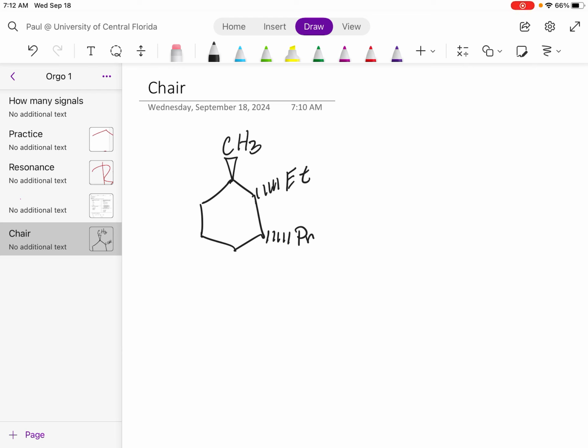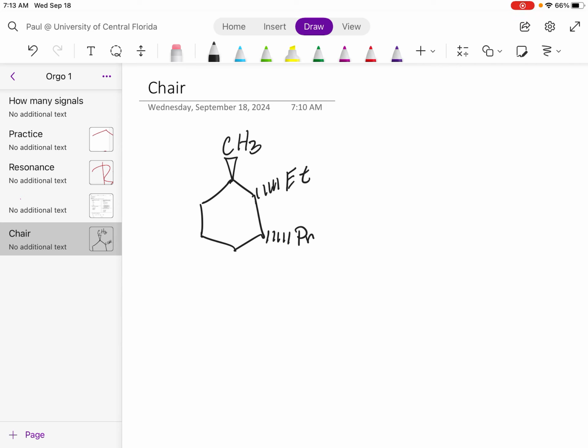So here's a problem in which I want to take this cyclohexane skeletal structure that's tri-substituted and convert it into the chair representation. And I want to draw both chairs and then determine which of the two chairs is the most conformationally stable.